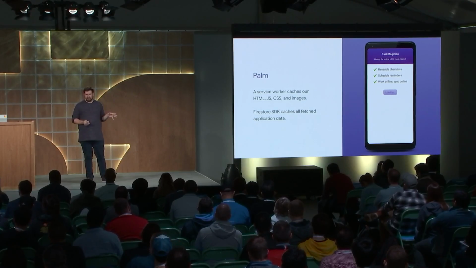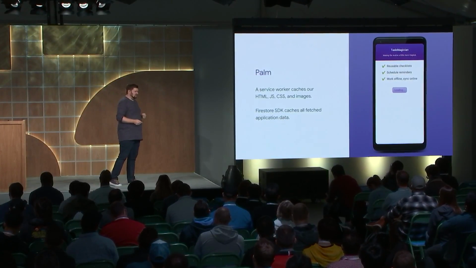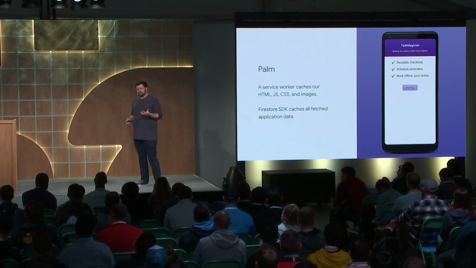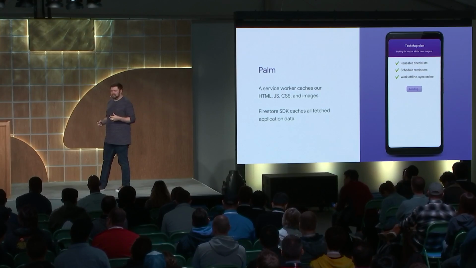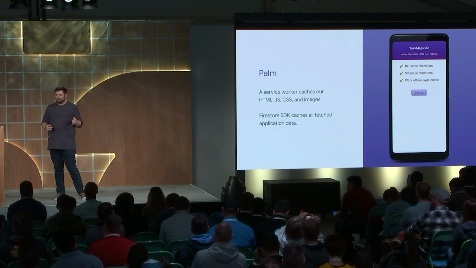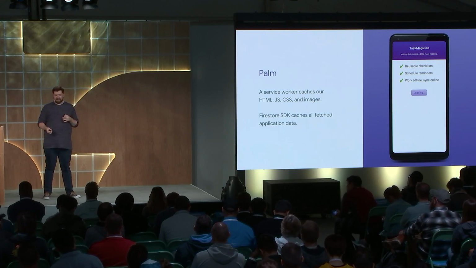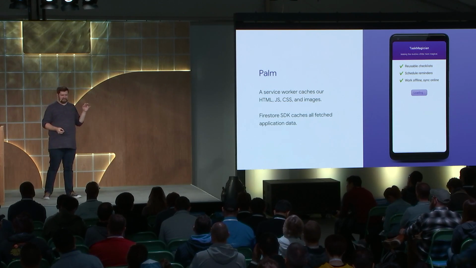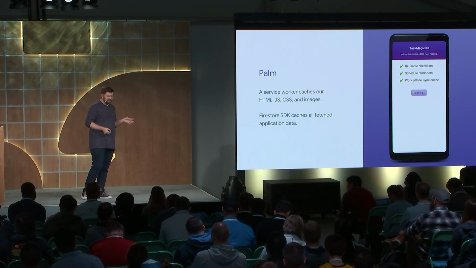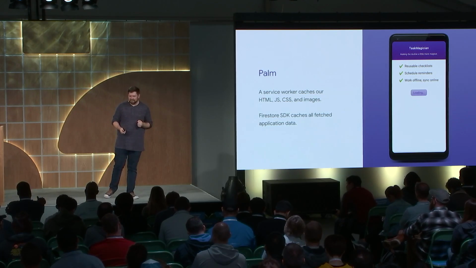We did a prep before anything else was happening. We used two technologies to do this, service workers and the Firestore SDK. Now, service workers are a browser technology that allows you to intercept network requests and behave differently based on any number of factors, including whether the user is offline or not. So we use a service worker to cache all of the static assets, our HTML, JavaScript, CSS, and images. And we use the Firestore SDK to cache all of our fetched application data.